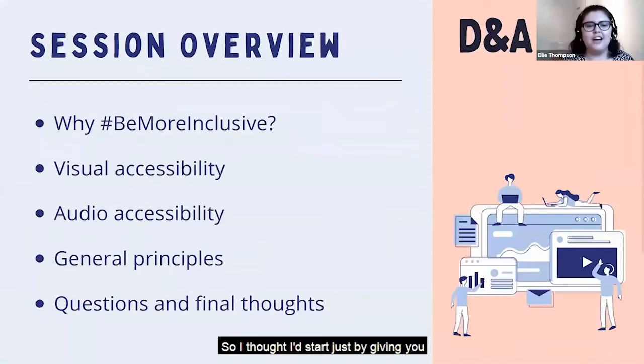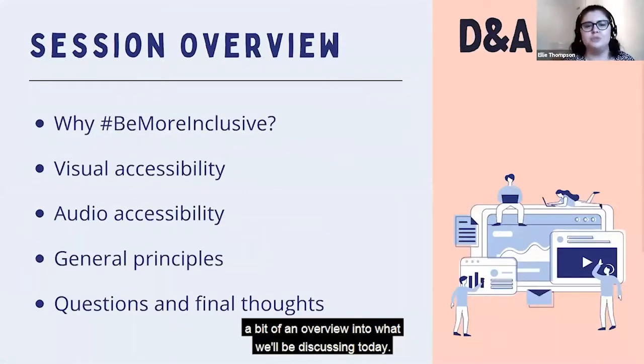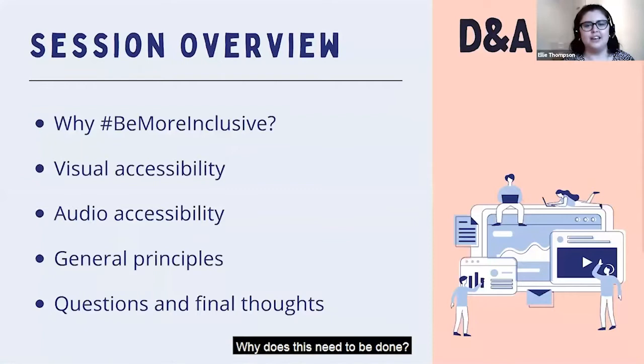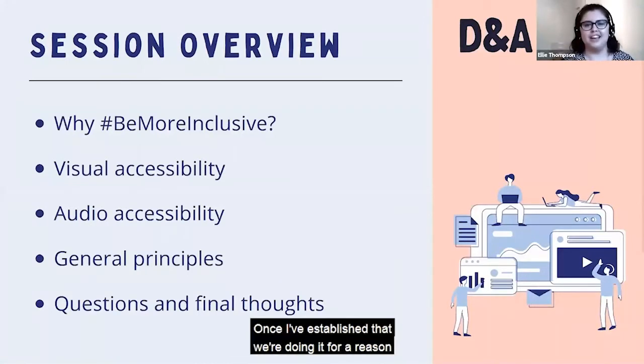So I thought I'd start just by giving you a bit of an overview of what we'll be discussing today. Firstly, we're going to talk about why we should be more inclusive. Why does this need to be done? I'm going to show you what we mean even by inclusive communications, and then talk you through the steps that you can take to make sure that you're hitting the targets and that you are including everyone. Once I've established that we're doing it for a reason and that it is important, I'll move on to talking about how you can make that possible for your organisation and for your communications.